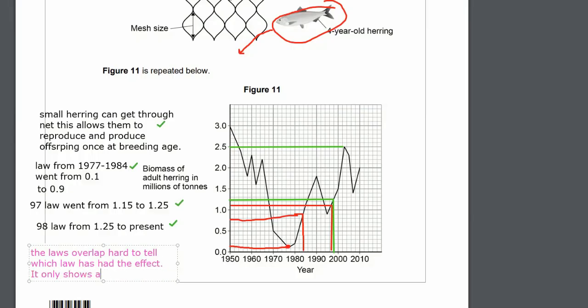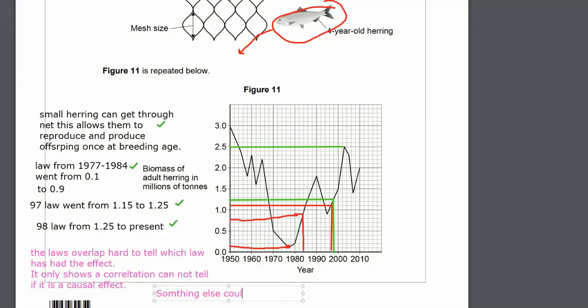As it's an evaluate question, you need to say some things against these laws. It's hard to tell which law is having the impact because all the laws overlap each other. So, like, we had a law start in 97 and we had a law start in 98. Which one of those is having the effect? All we can see is that there's a correlation with the laws being introduced and the increase in the population of herring. We can't say it's a causal effect. We can't say specifically it's this law that is causing the herring population to increase.